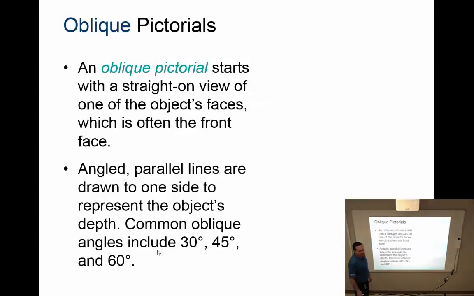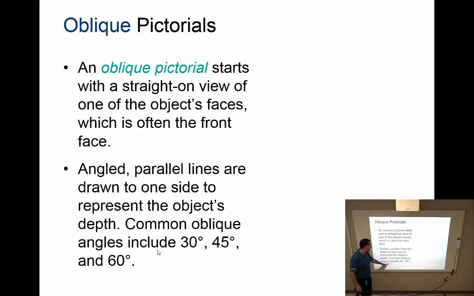So we're going to start with oblique then. An oblique pictorial starts with a straight-on view of one of the object's faces, which is often the front view. So like the previous sketching activities we did where we drew the front view of an object, for an oblique we'll start by drawing the front view. And once that's drawn, then we would draw angled parallel lines from each of the sides to represent the depth of the object. So create the front view, and then each of those edges gets pulled back to represent depth.